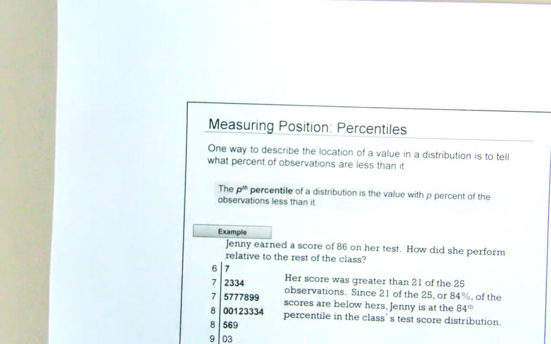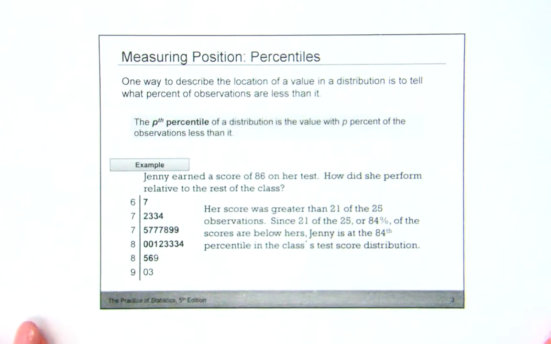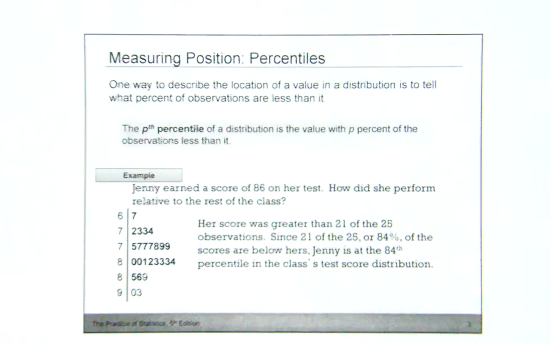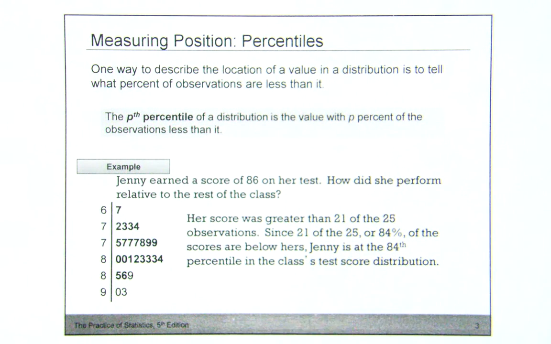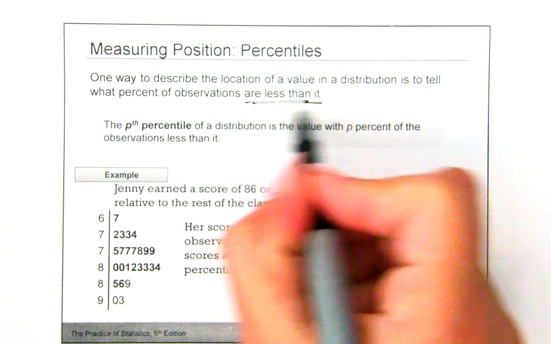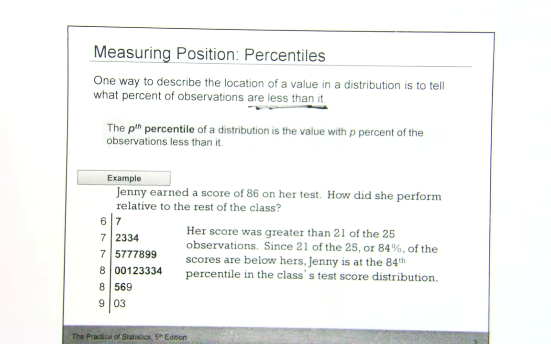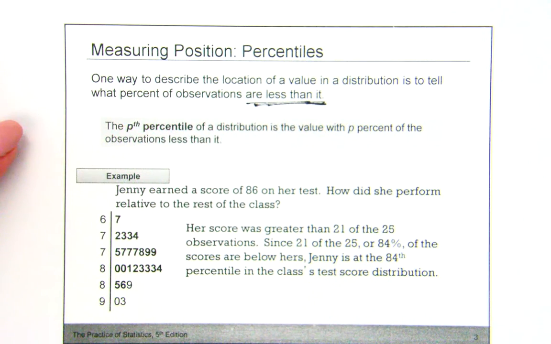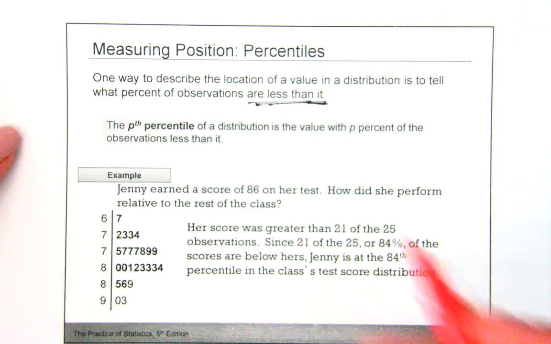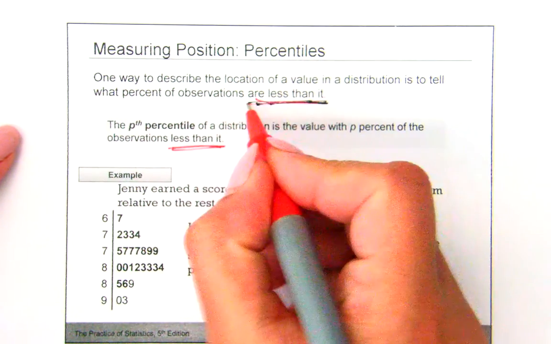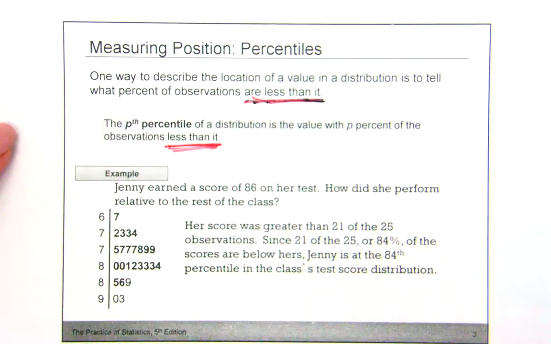Now, in percentiles, it's kind of an easy one to do, so we'll see how it goes. So one way to describe the location of a value in a distribution is to tell what percent of observations are less than it. Okay, that's your key right there, less than it. The p percentile of a distribution is the value with p% of the observations less than it. Again, we're going to stick with the less than it part.